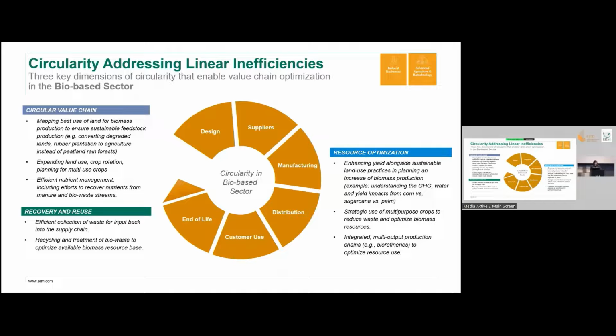And then finally, recovery and reuse. How do you enable the infrastructure and supply chain to collect back the residues and connect the end of the life cycle to the input of the life cycle?